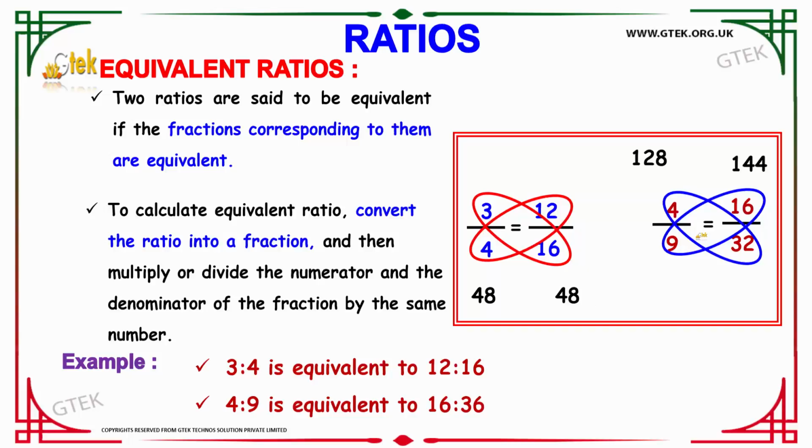In the same way, for the second one, 4 is to 9 is represented as 4 divided by 9, and 16 is to 36 can be represented as 16 divided by 36. On multiplying, 4 into 36 gives 144, and 16 into 9 gives 144. So this is all about how the equivalent ratios are to be identified and solved.